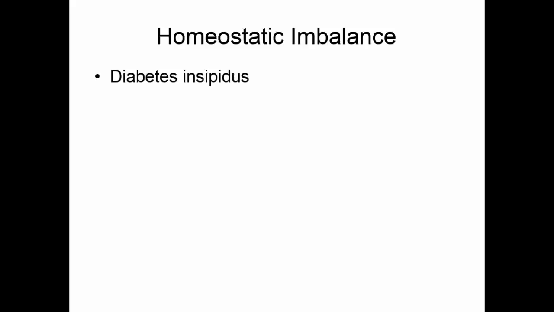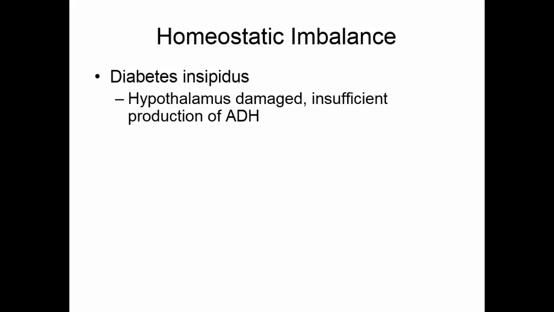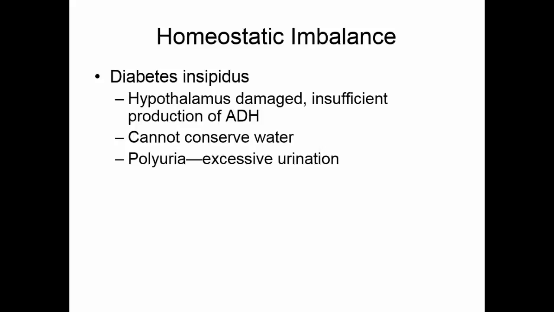Diabetes insipidus is a homeostatic imbalance that occurs if the hypothalamus is either damaged or cannot produce enough ADH. As a result, even though the hypothalamus may be able to detect that we're dehydrated, it can't secrete ADH, so we can't conserve water. As a result, these individuals experience polyuria, excessive urination, and stay dehydrated. This is treatable by taking ADH.